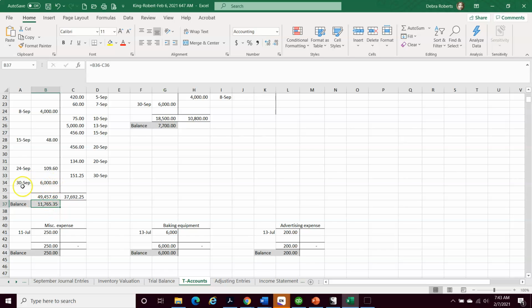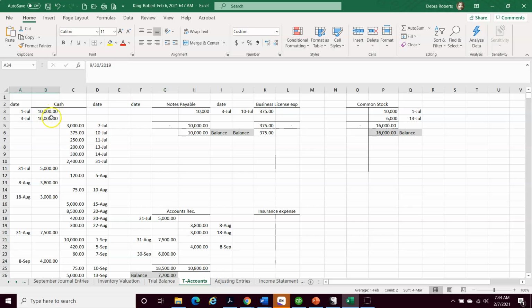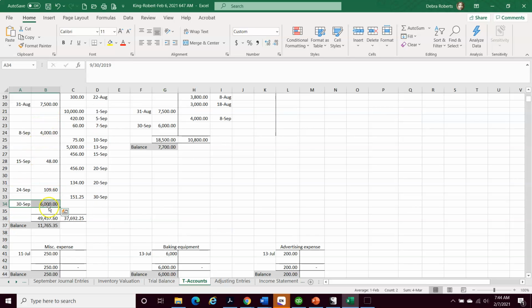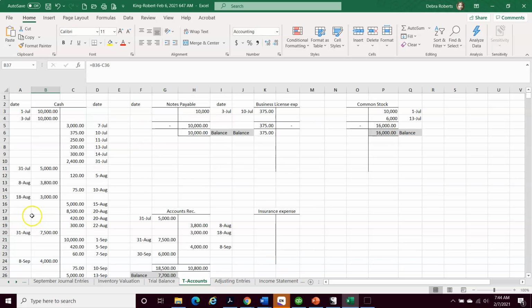My first issue here is that there are a number of debit items that may not be showing within your T accounts because your cash is very, very low. It's only 11,000. It should be much, much higher than that. So my suggestion then is to go through your entries and see which ones you've missed.